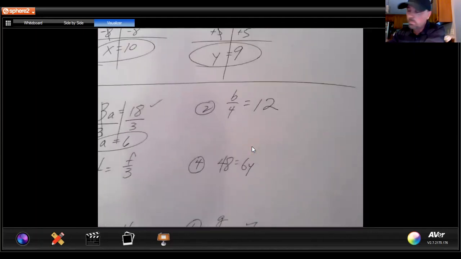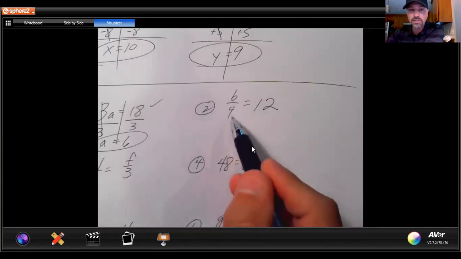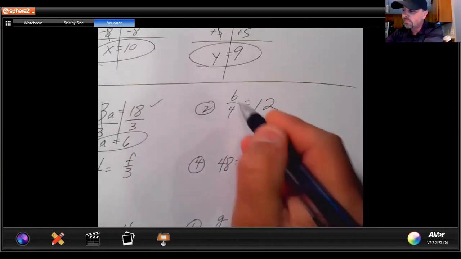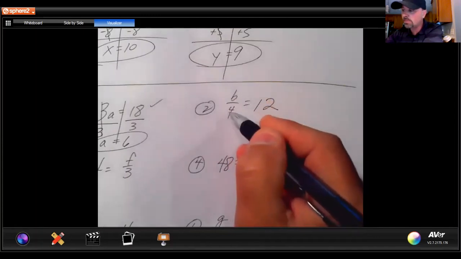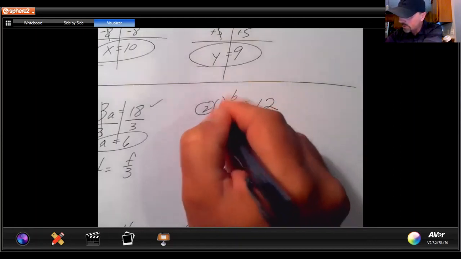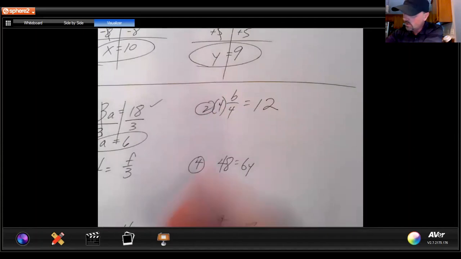Number 2, b divided by 4 is equal to 12. Okay, what divided by 4 is equal to 12? We see division means we multiply. The opposite of divide by 4 is multiply by 4. Those cancel. Leaves b alone.